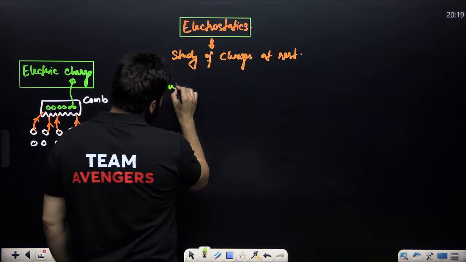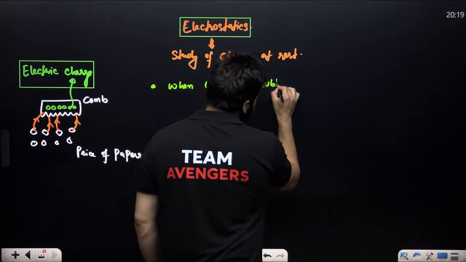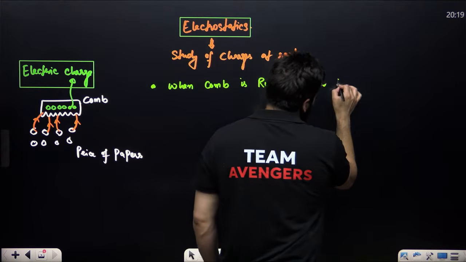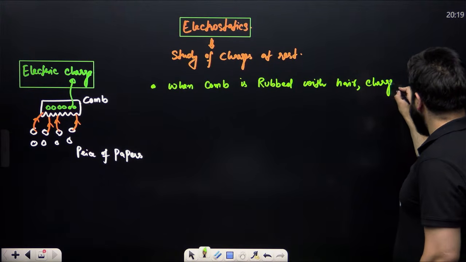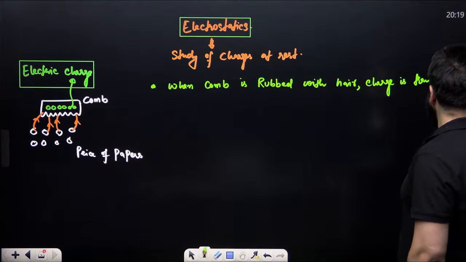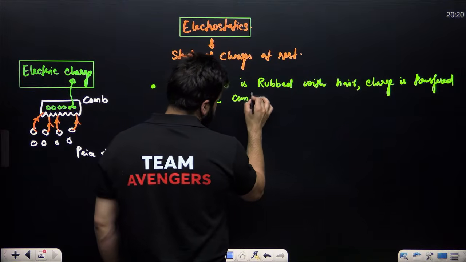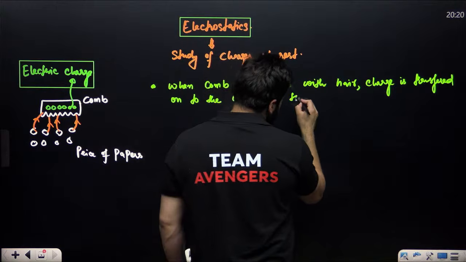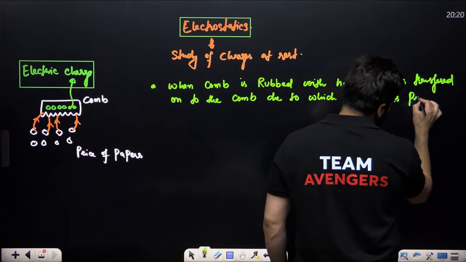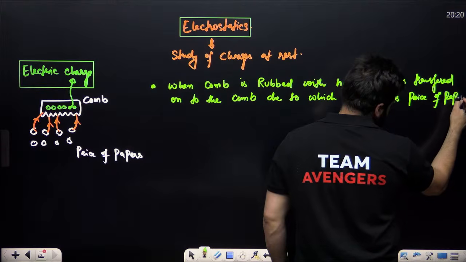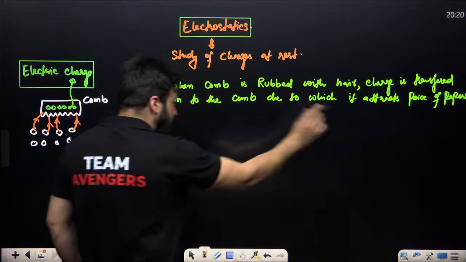So we say when the comb is rubbed with hair, charge is transferred onto the comb, due to which it attracts the pieces of paper. 100%, sir. So can I define charge something like this?